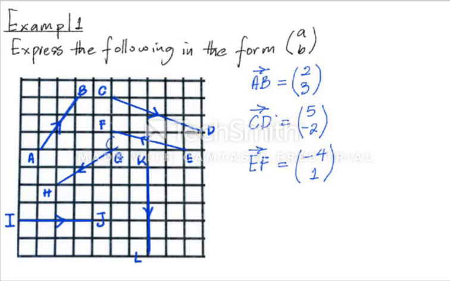Next is GH. Moving from G to H, I move to the left and down. I moved 1, 2, 3 units to the left, so that's minus 3, and 2 units down, 1, 2, so it's minus 2.